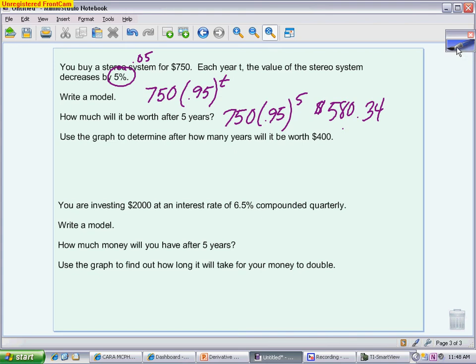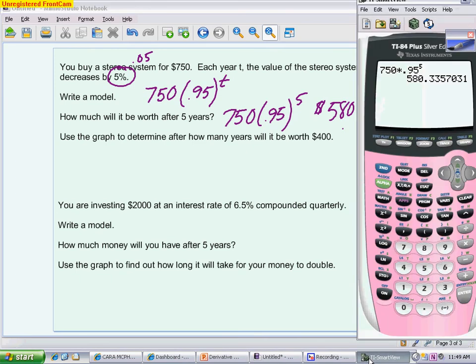And then finally, the last question that's usually asked is, now that we have the model, we are going to use a graph of the model to make a prediction. We want to use the graph to determine how many years it's going to take for that stereo system to only be worth $400. Now, logically speaking, we know it's more than 5 years, because in 5 years, the stereo is down to $580, but still hasn't come close to only $400. So it's going to be somewhere after 5 years.